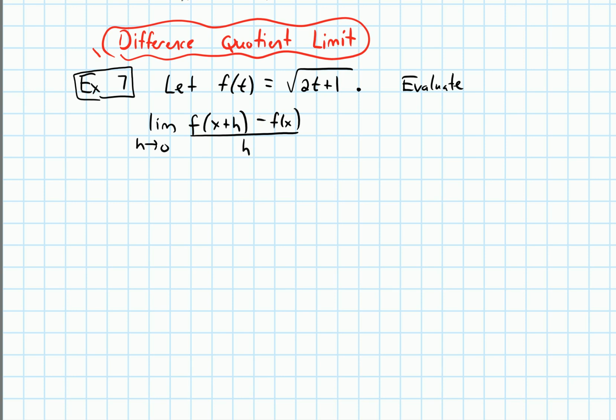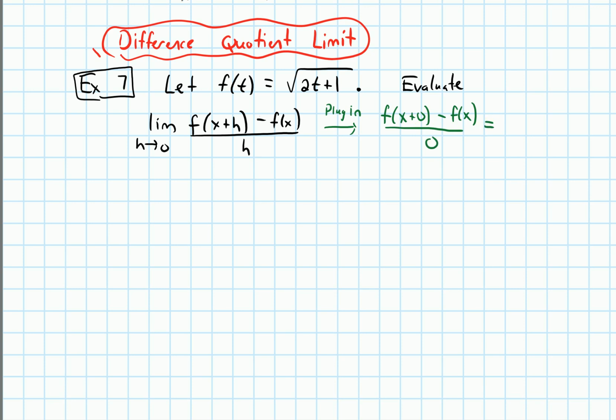Okay, so if we do our typical first step that we have been doing when we have a limit, which is plug in, let's see what we get. So I'm going to plug in 0 for the h, because h is approaching 0. So in the numerator, that'll give me f of x plus 0, or f of x, and then minus f of x. And on the denominator, I get 0.